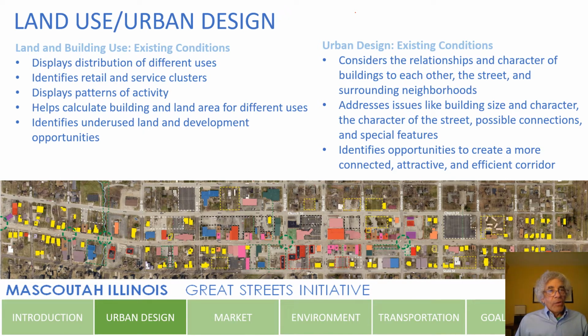When we talk about land use, we talk about the distribution of different uses on the land. This helps us to identify where there are different clusters of different uses like retail, services, residential, public, civic uses like churches, of which there are quite a few along Main Street. It's interesting to us and helps us plan because it defines patterns of activities.